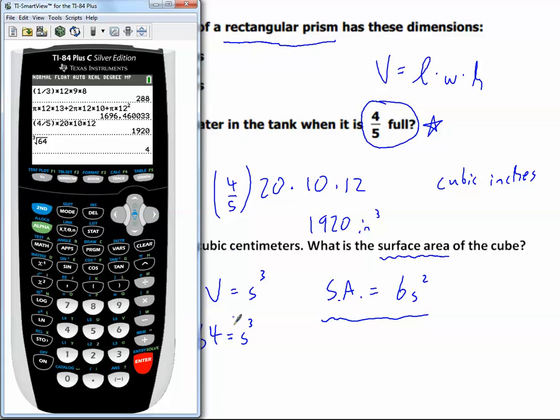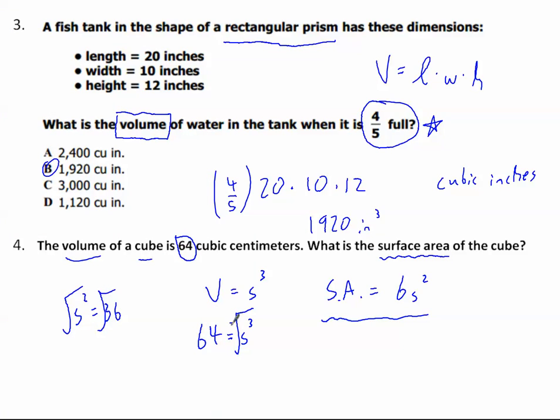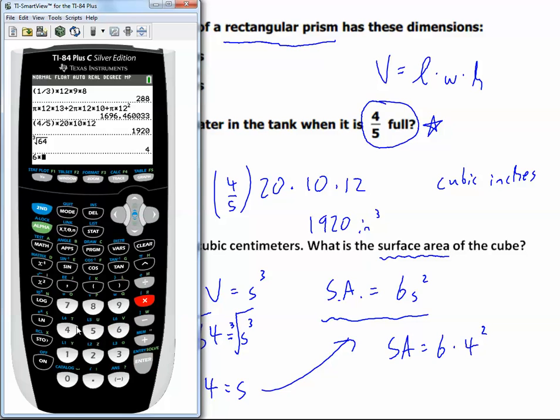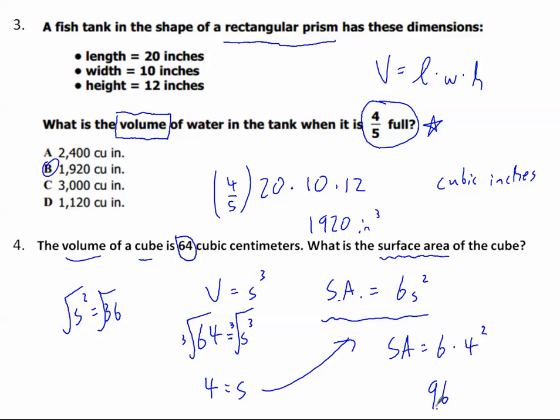That is 4. So coming back here, once you take the cube root, little 3, of both sides, you find out that 4 centimeters is your side length. So we take that, plug it in, and your surface area equals 6 times 4, our side length squared. 96. Got to remember our units, centimeters. And because it's area, that's 2 dimensions, it is square centimeters, or centimeters squared.